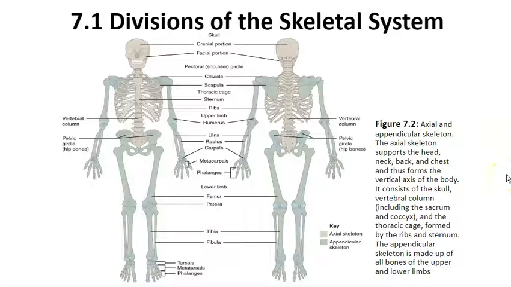For this lesson, we are going to focus just on the axial skeleton, which is part of the skeletal system that supports the head, neck, back, and chest, and thus it forms the vertical axis of the body. More specifically, we will be looking at the bones of the skull, the vertebral column, and the thoracic cage, formed by the ribs and the sternum. In Lesson 6, we will discuss the appendicular skeleton that includes bones of the upper and lower limbs.